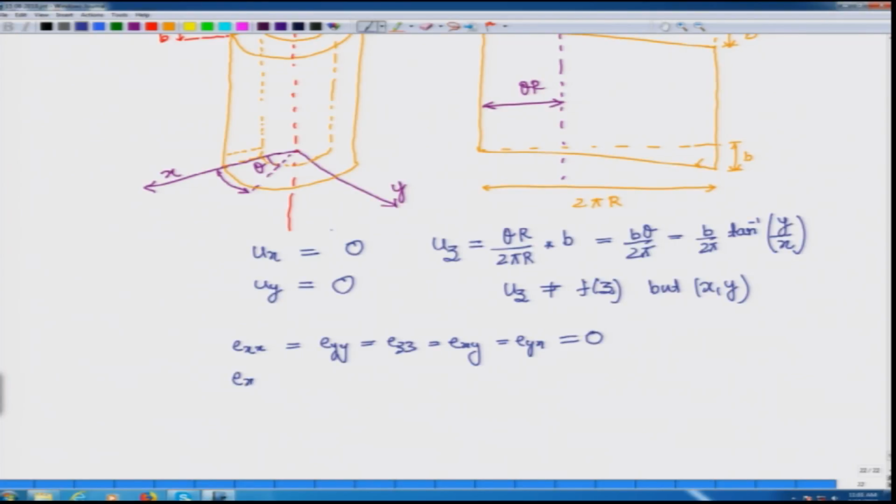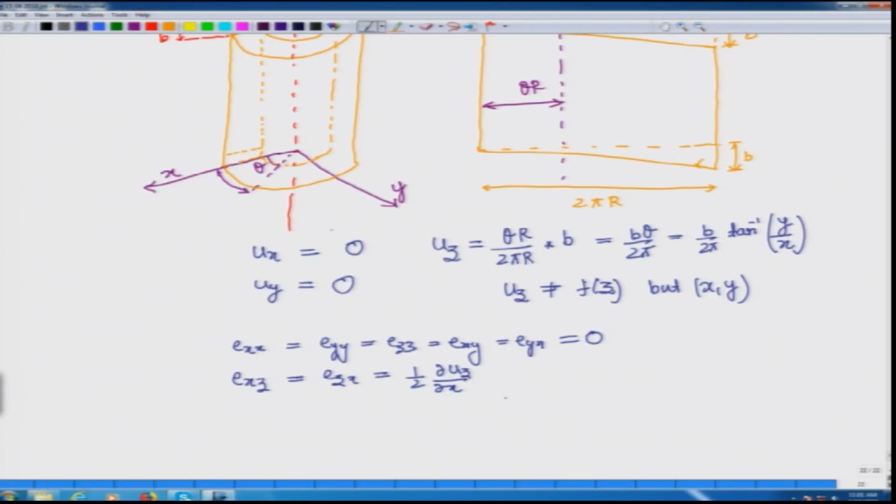The only non-zero components are E x z equal to E z x, which is equal to 1 by 2 del u z by del x. In E x y and E y x, you need del u x and del u y, and all those are 0. So, those are also 0. These 3 we have already seen equal to 0. So, this is the form of the equation, del u z by del x.